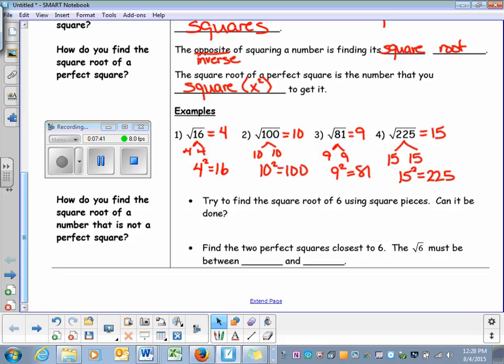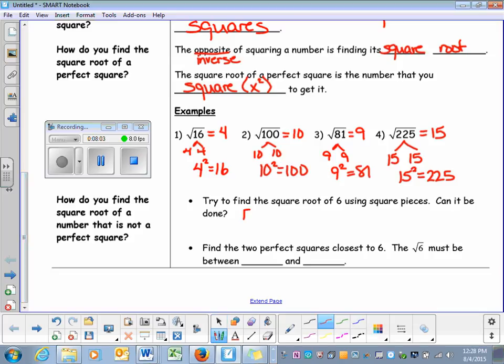So, if you are trying to find the square root of a number that's not a perfect square, at this point in the year, we will be estimating. In Unit 9 of Algebra 1, you'll learn a way of getting a more exact answer, but for now, we'll just estimate. So the square root of 6, right?